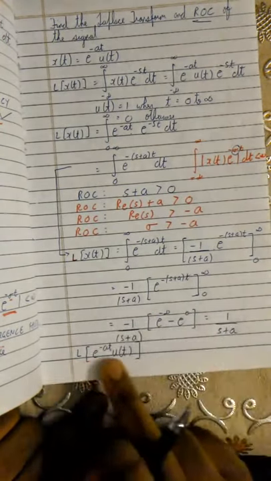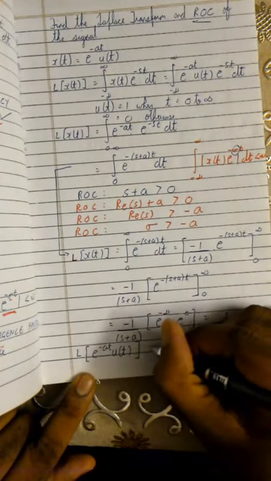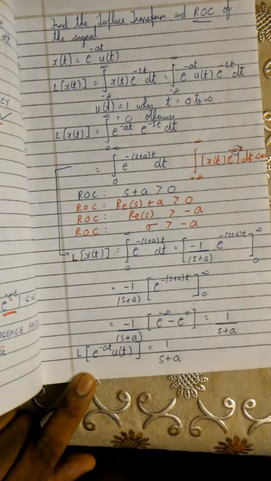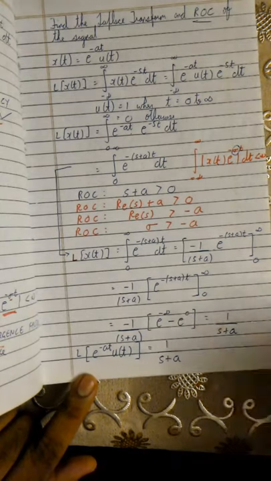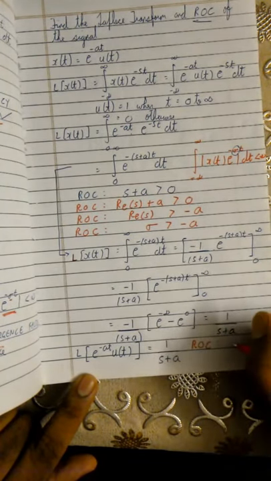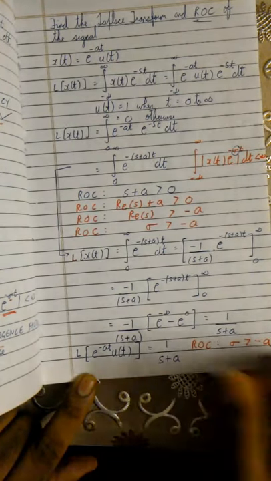Just imagine this is also called a causal signal, right? E raised to minus at u of t is a causal signal. This is equal to 1 by (s plus a), and the ROC of this function is defined as sigma must be greater than minus a. This is how we define the ROC.